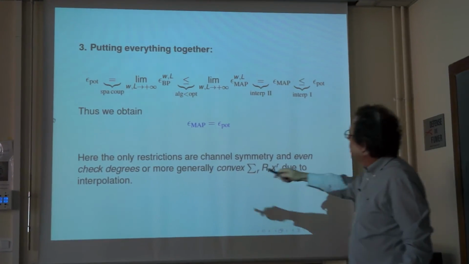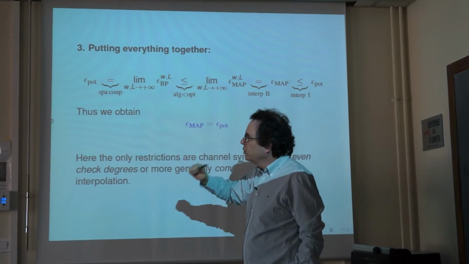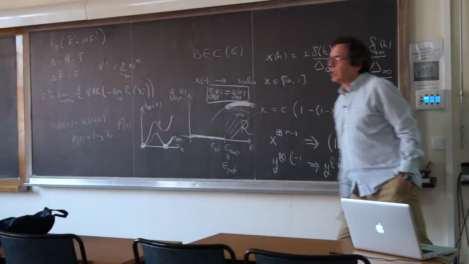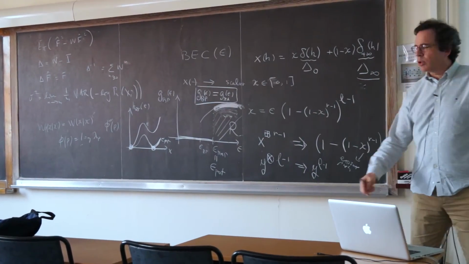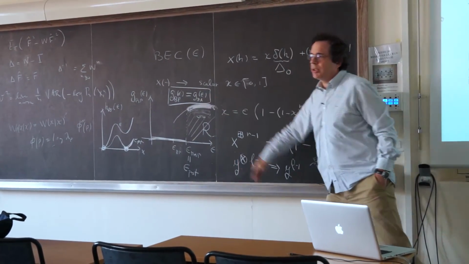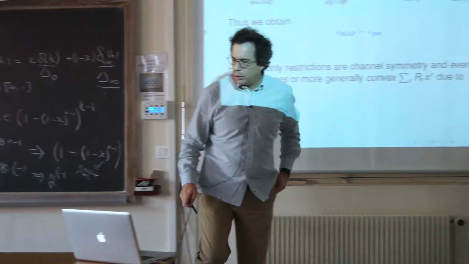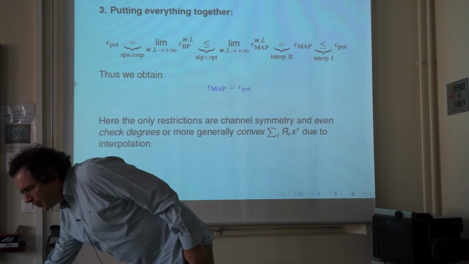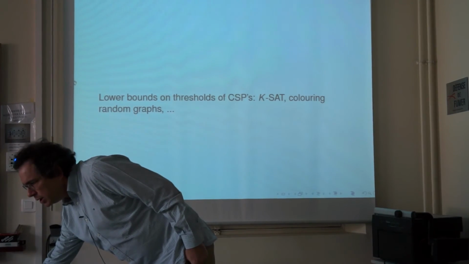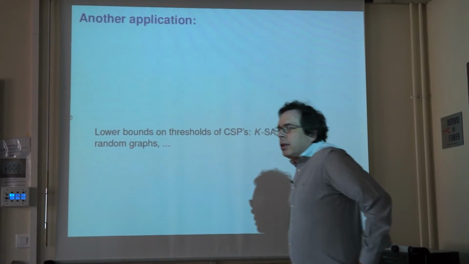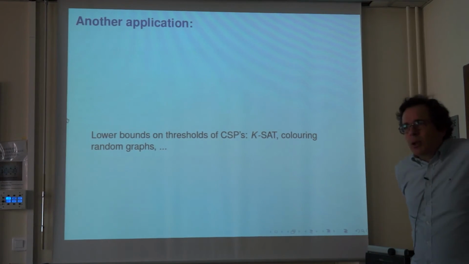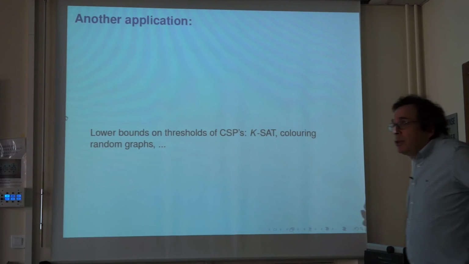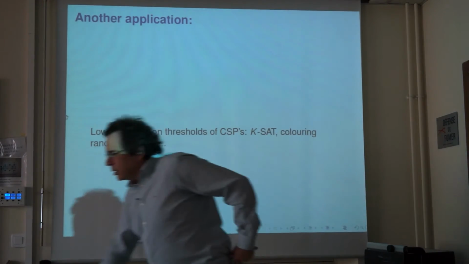In fact, maybe not for this result, but when you integrate the MAP curve to get back to the entropy, you have to control some regularities of the functional derivatives. So this requires large degrees. But anyway, I think I'll conclude now by saying that this is a strategy that is quite general, and we have tried to apply it to K-SAT, for example.